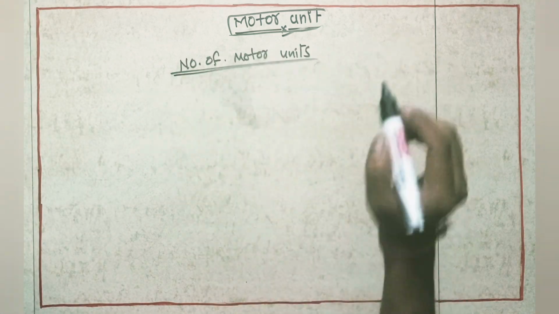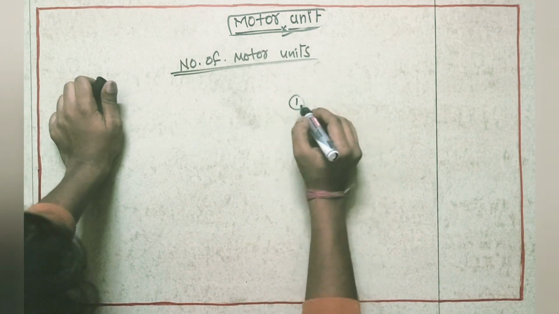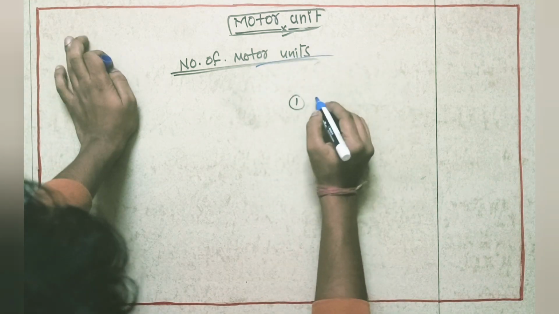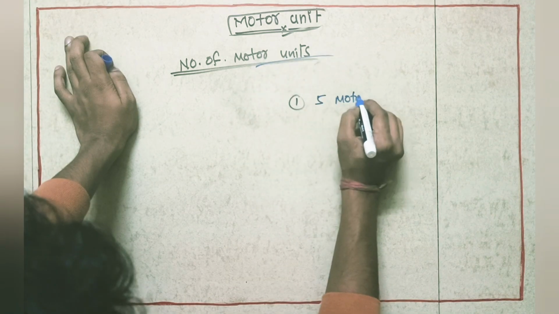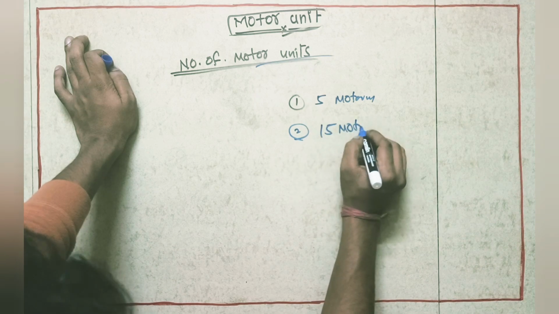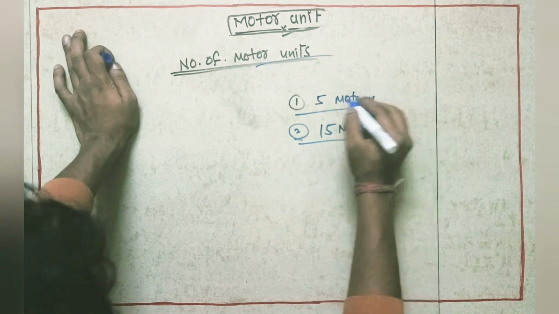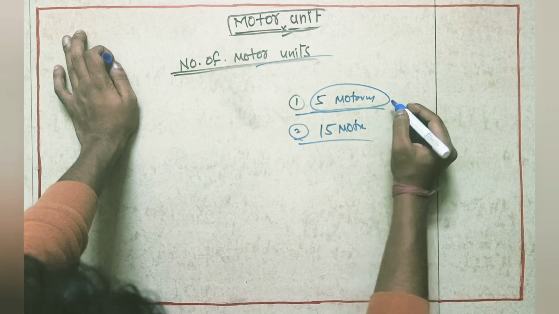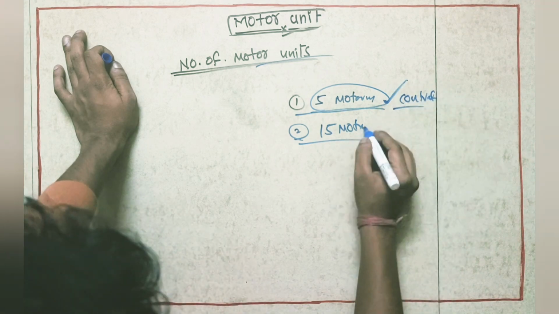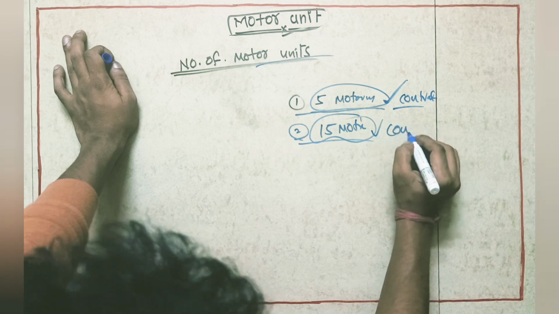The number of motor units. Suppose we take one muscle, and for understanding, maybe 5 motor units are there. The second muscle will have 15 motor units. So what does it tell us? If a muscle has 5 motor units, it will do contraction. Okay, it will do contraction. Here with 15 motor units, it will also do contraction.